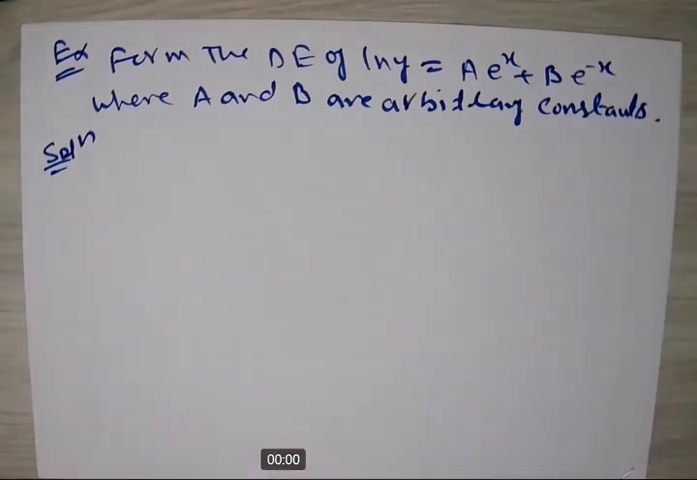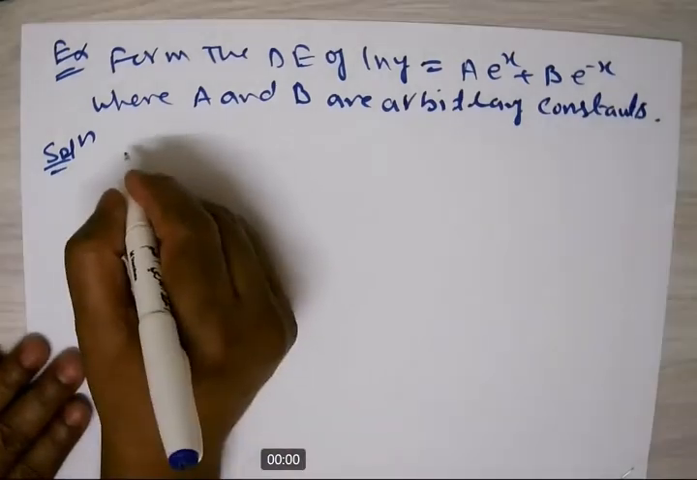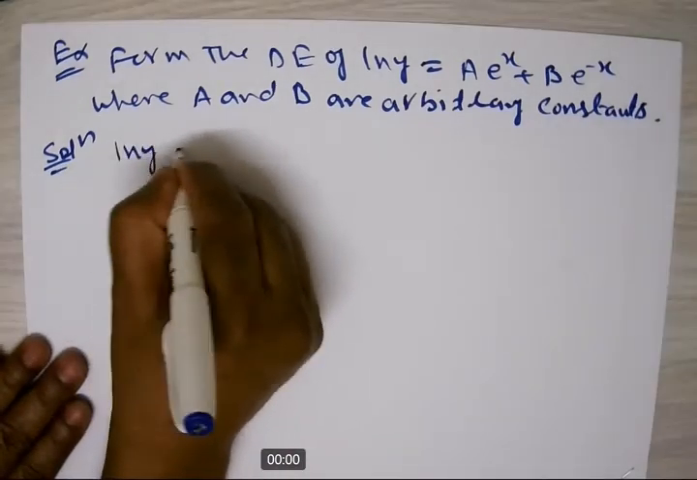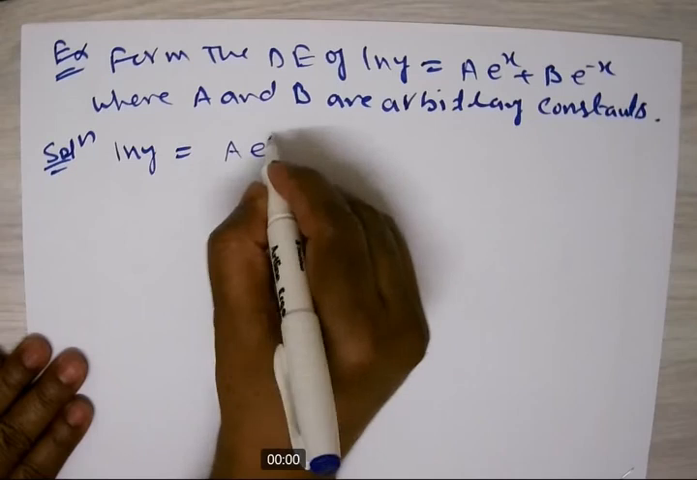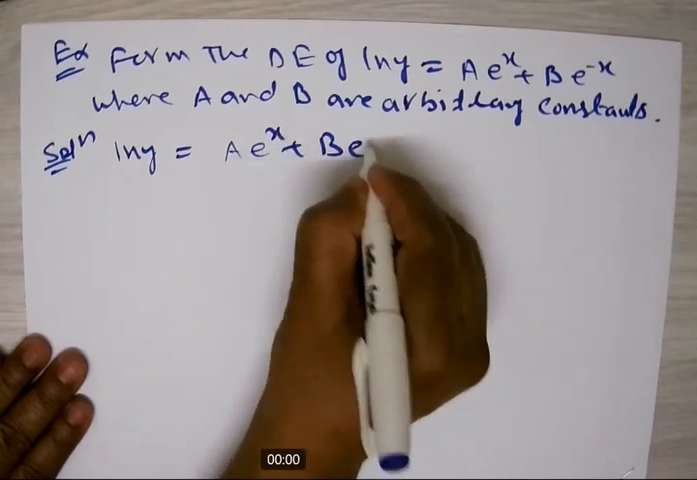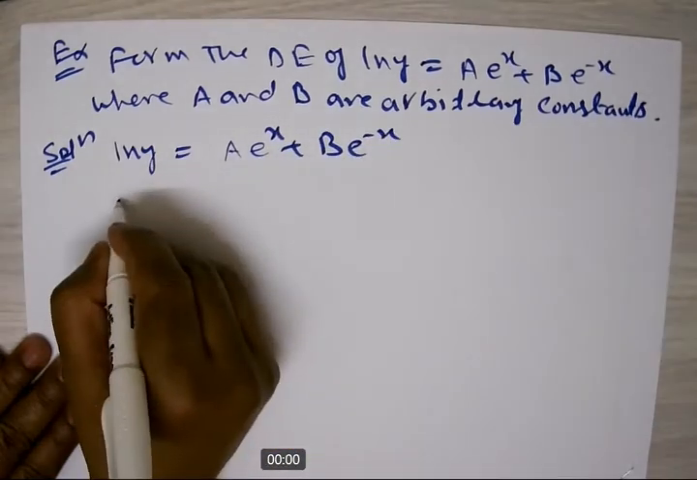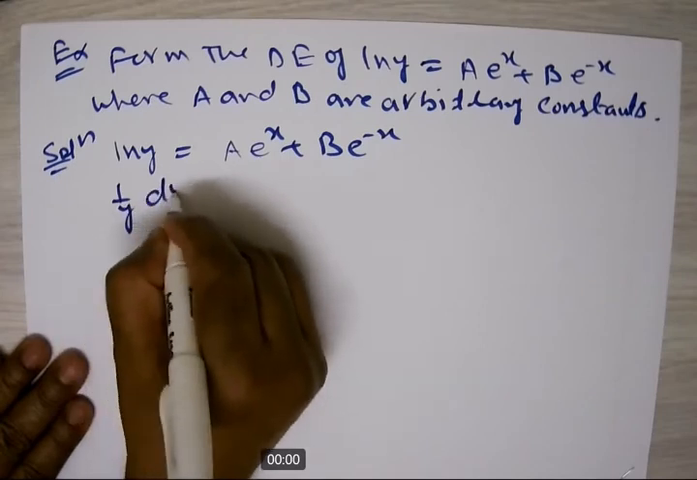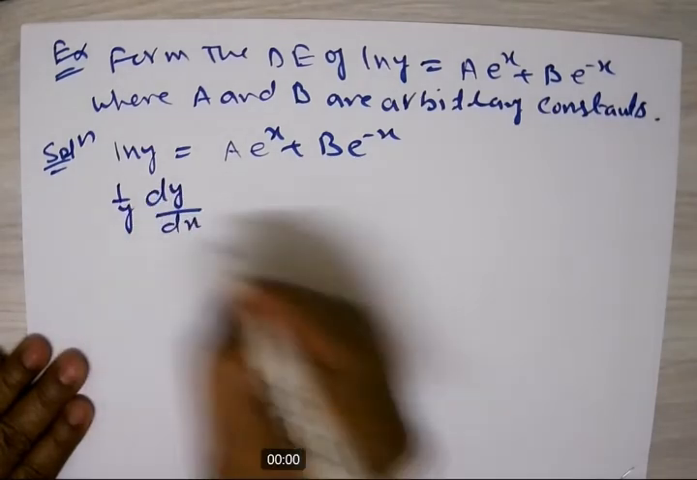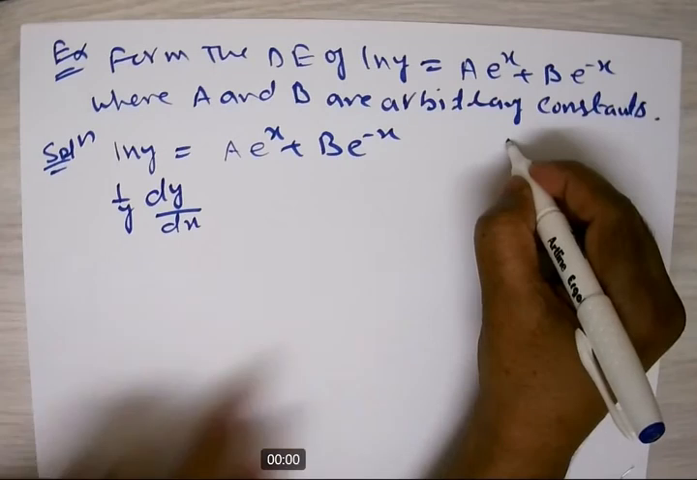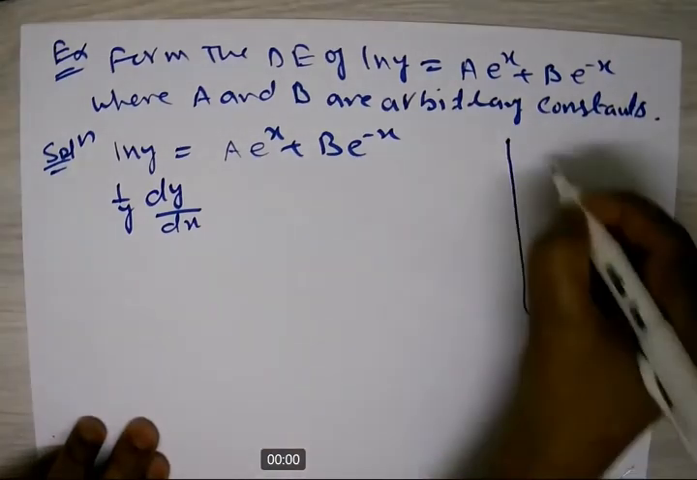So what you have to do, it means that one you need to differentiate two times. After getting the derivative, you have to cancel arbitrary constants capital A, capital B from the given equation or given function. So now I am going to solve this. ln y = A eˣ + B e⁻ˣ. Find the derivative. Its derivative is 1 divided by y, ln y means 1 divided by y times dy/dx. Here I am using chain rule.